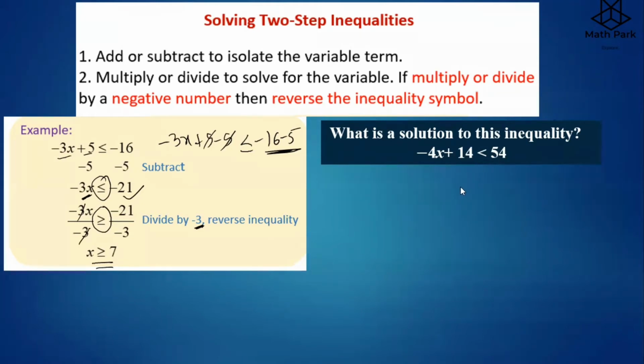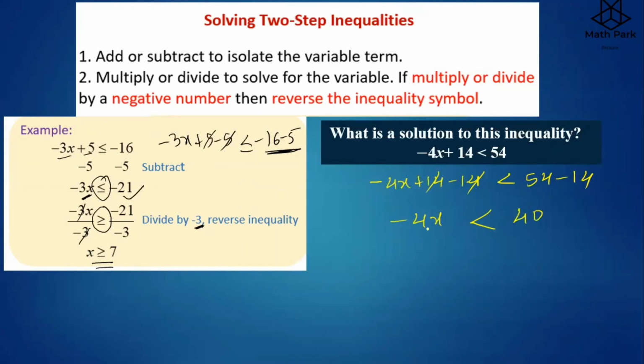Okay, let us solve this inequality. It is minus 4x plus 14 is less than 54. First we will get rid of this plus 14, so we have to subtract 14. So minus 4x plus 14 minus 14, and we do that on both sides of the inequality. So on the right, 54 minus 14, and plus 14 minus 14 got cancelled. It remains minus 4x is less than, now 54 minus 14 we get as 40.